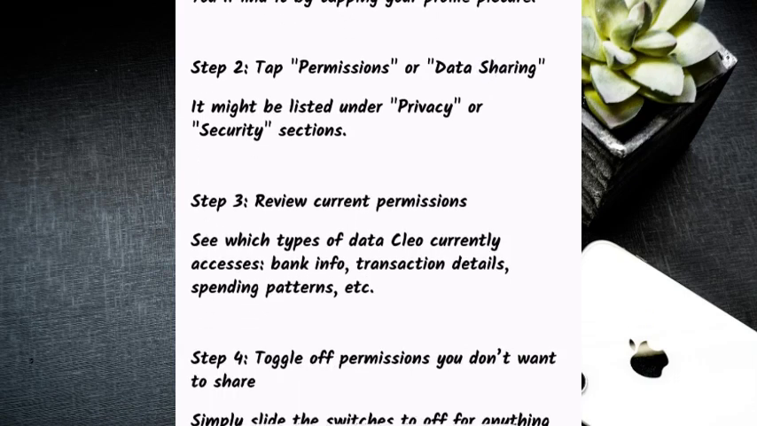Next, you're going to review current permissions, so you can see which type of data Cleo currently accesses: your bank information, transaction details, spending patterns, etc. You can see all of that there.